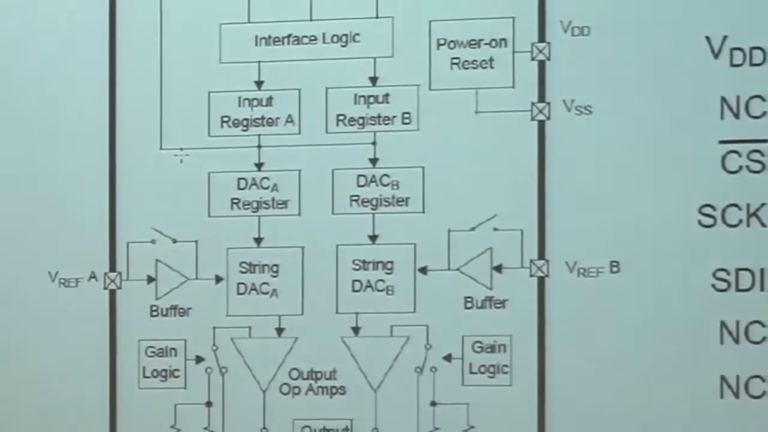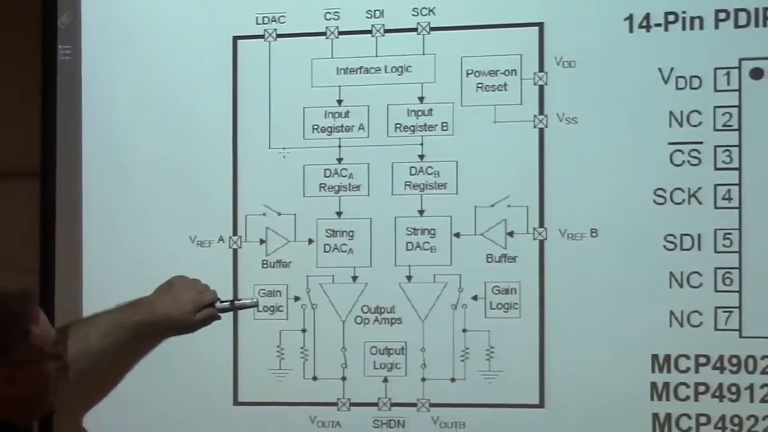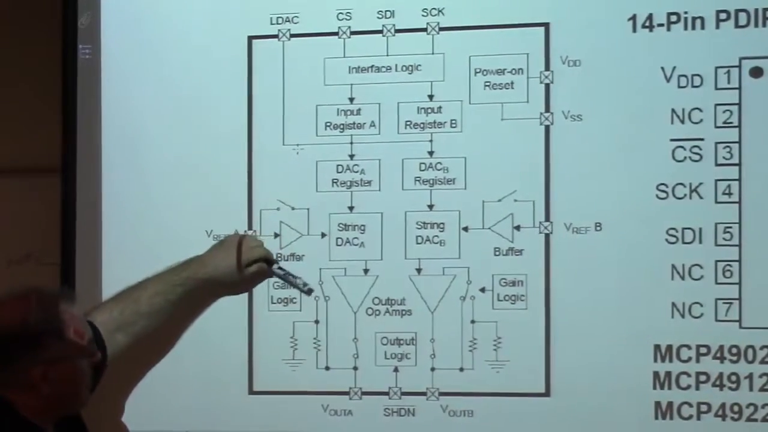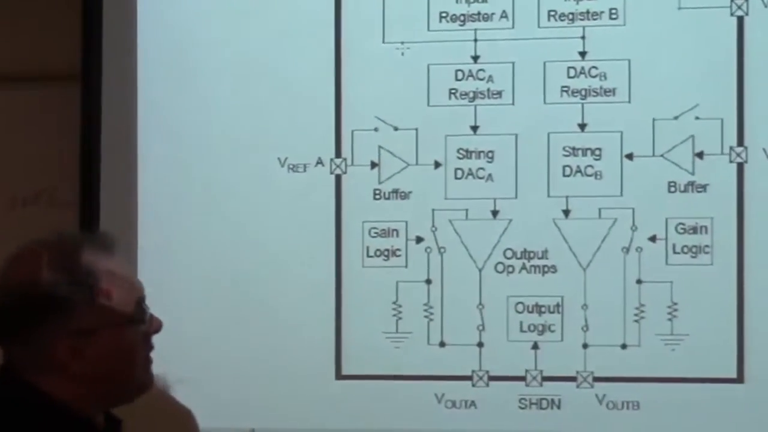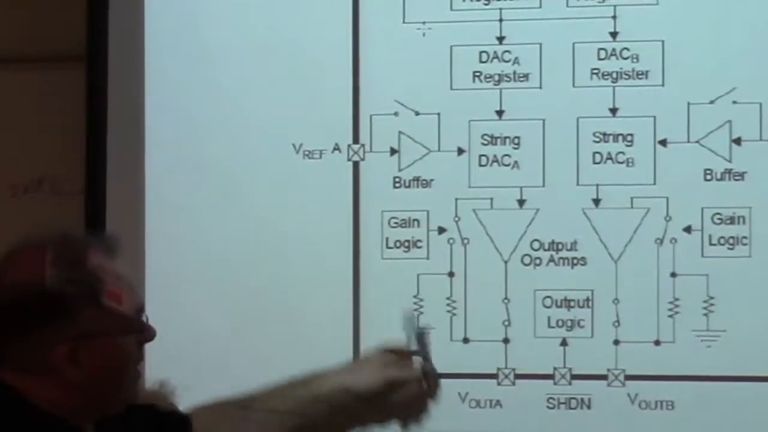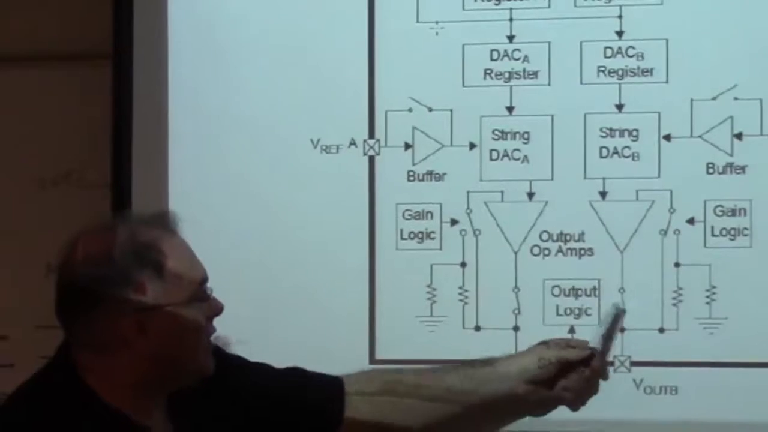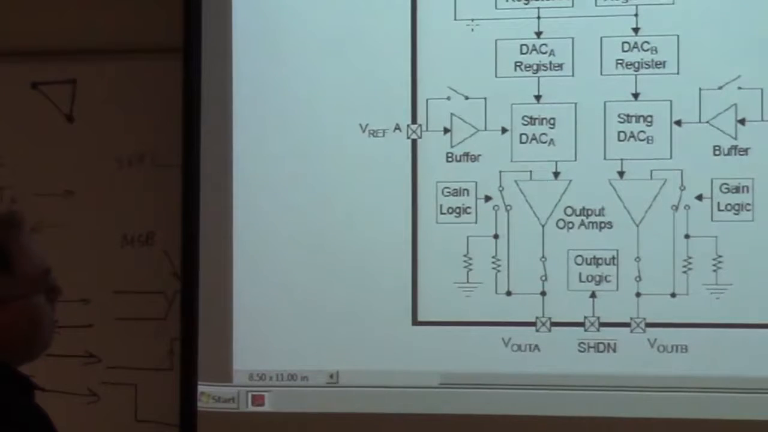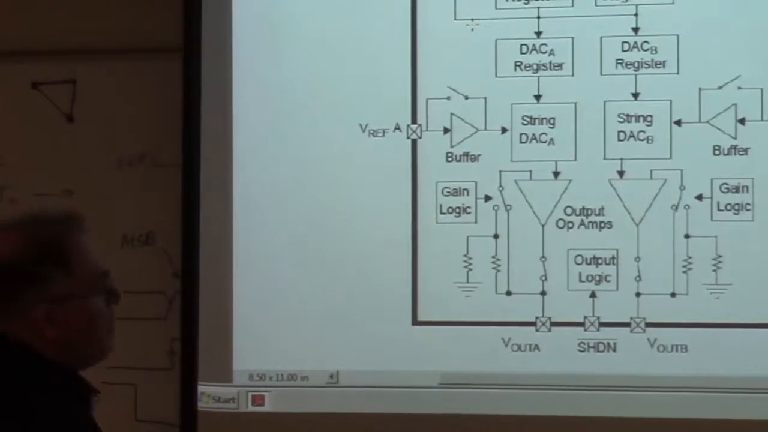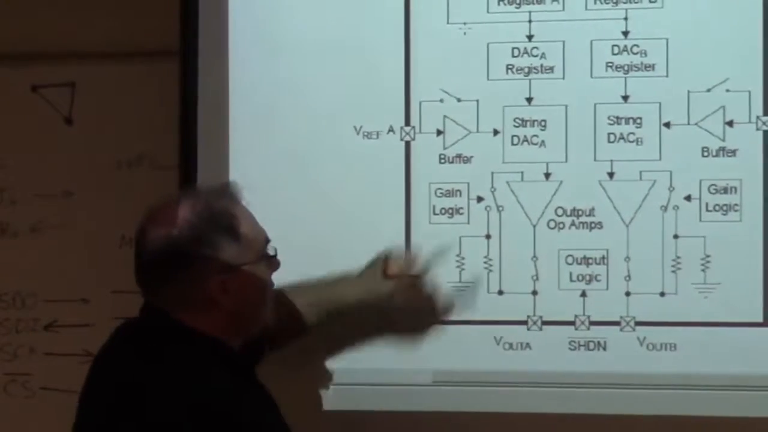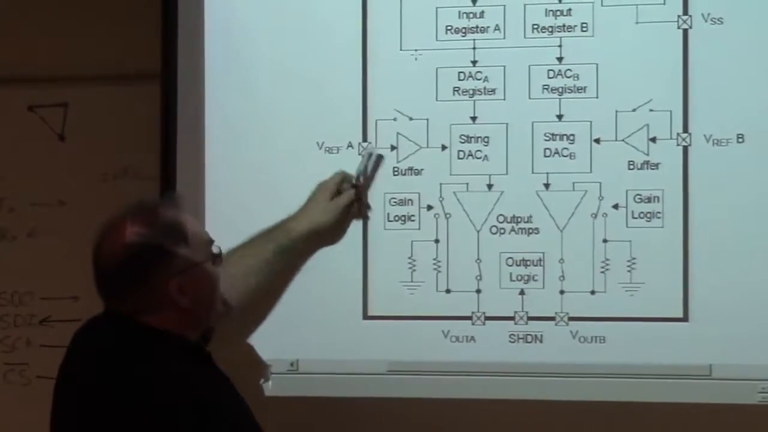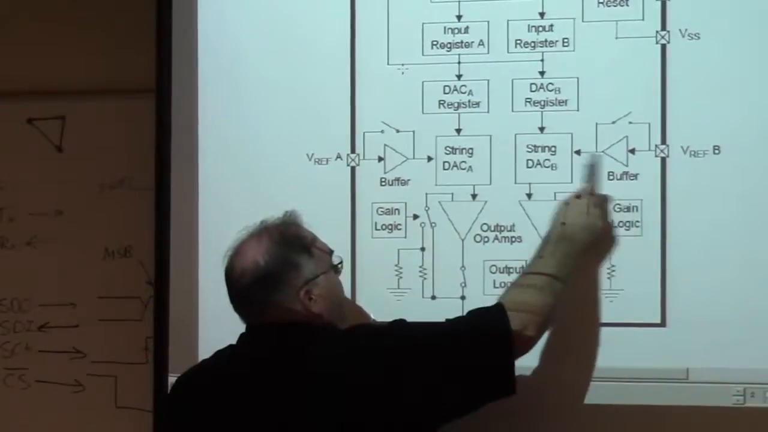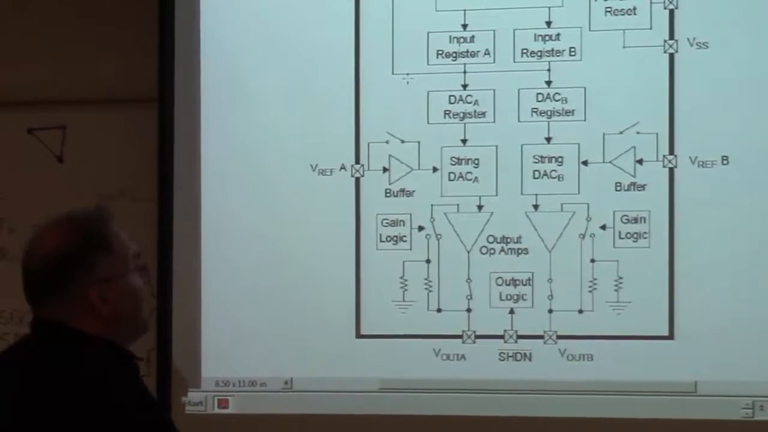So if we look at the chip, the gain logic here, that bit will select between different gains on the op amp, and so that's what the gain bit does. And then this looks like the shutdown that shuts down the output. So you can disconnect the op amp outputs, and then these switches right here, they bypass these buffers that buffer your input signal to your reference voltage.